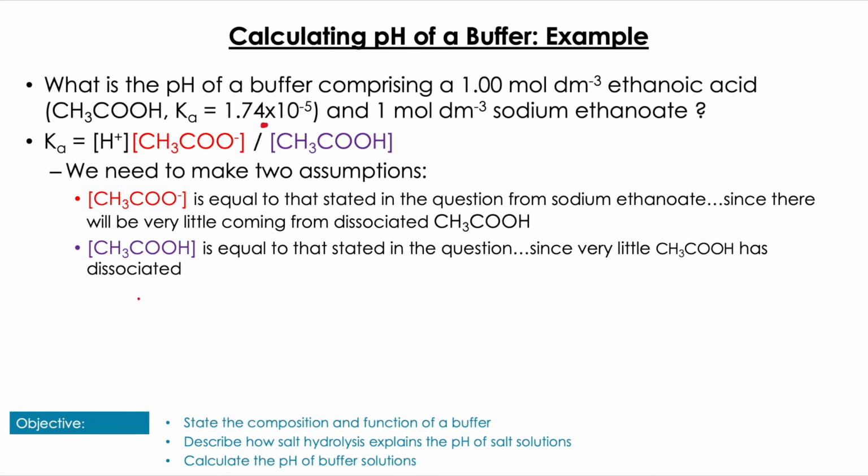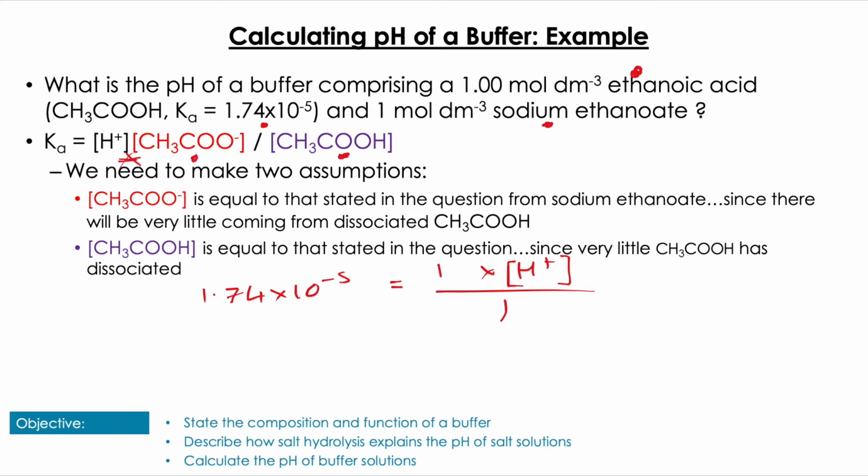So they give us the value of Ka, which is 1.74 times 10 to the minus 5. And then we're going to do equals 1, because remember, the concentration given to us of the ethanoate ion, which is from sodium ethanoate, multiplied by H+ concentration, which is what we're looking for. Now remember, this is not going to be equal to 1. And that is all going to be over 1, which is the concentration of ethanoic acid.